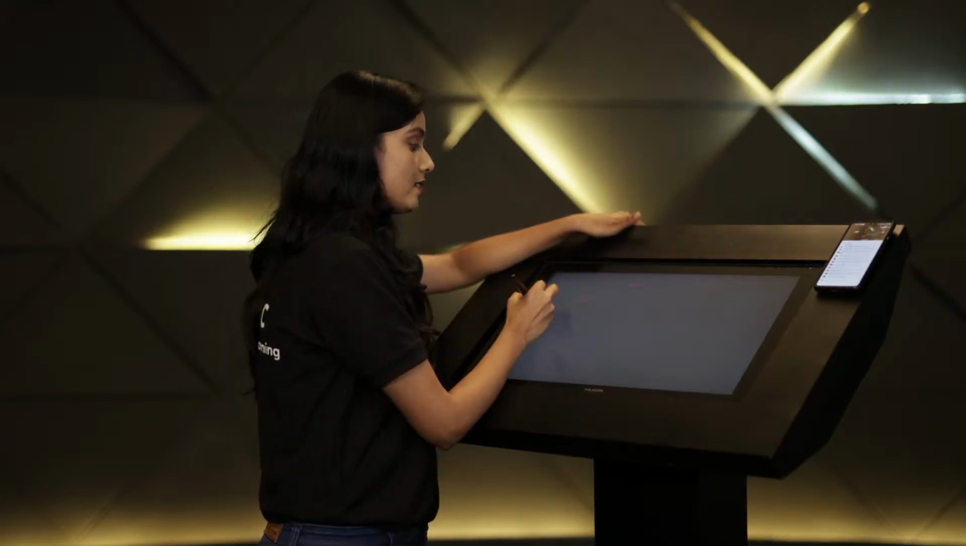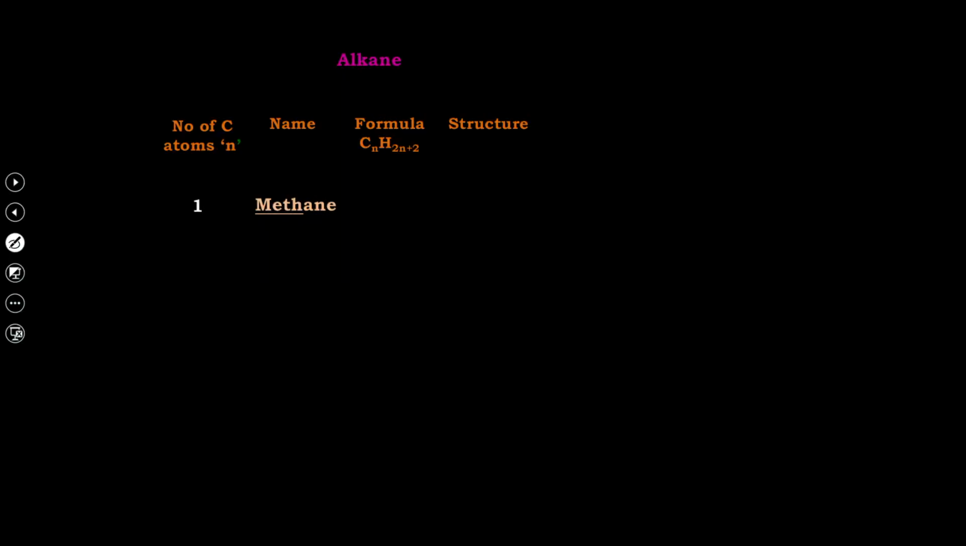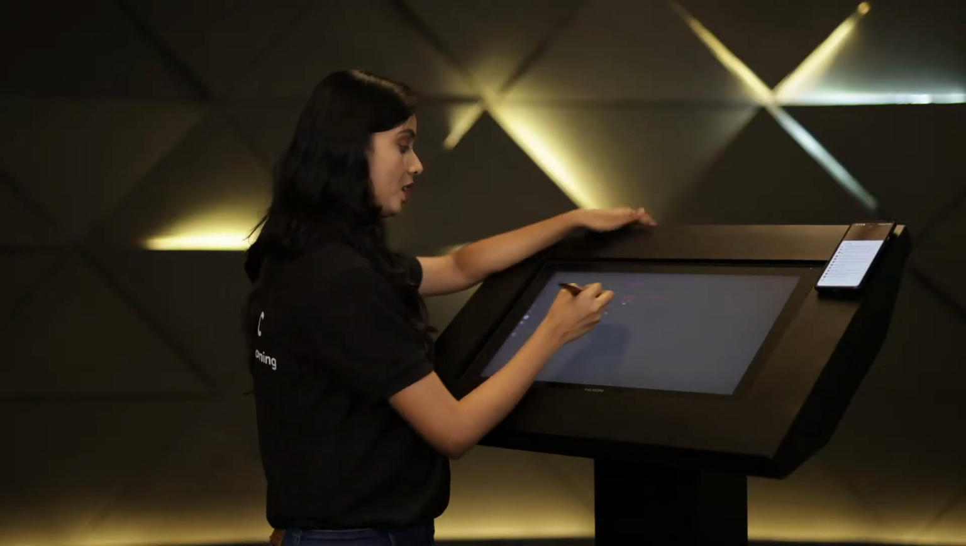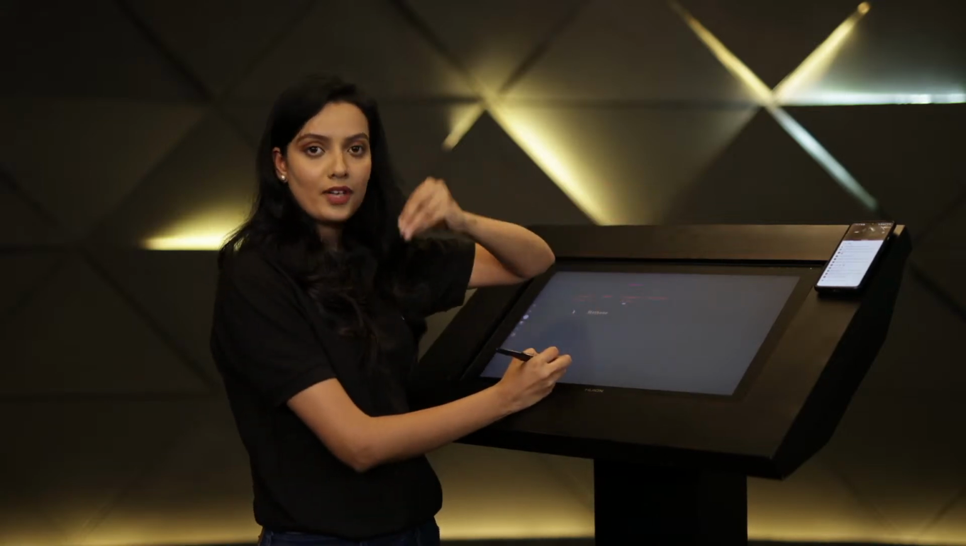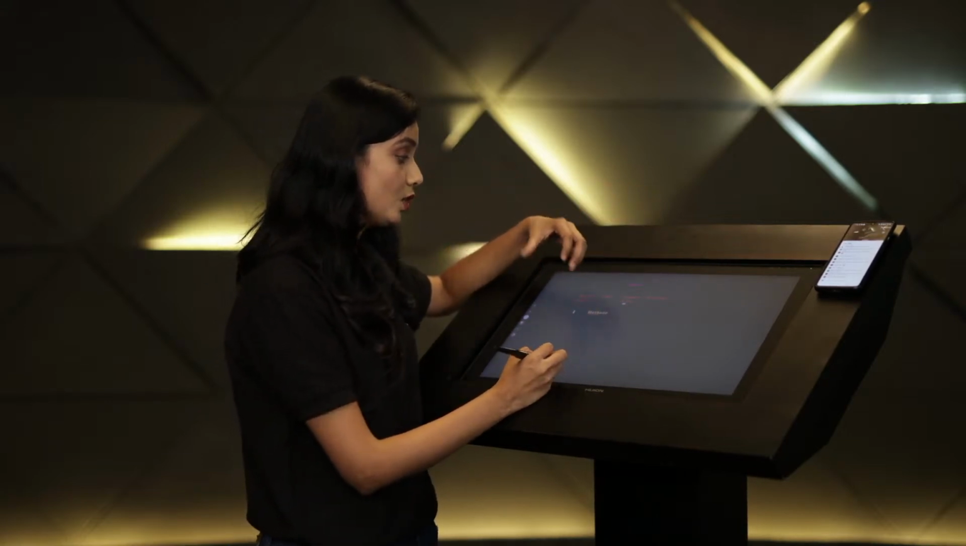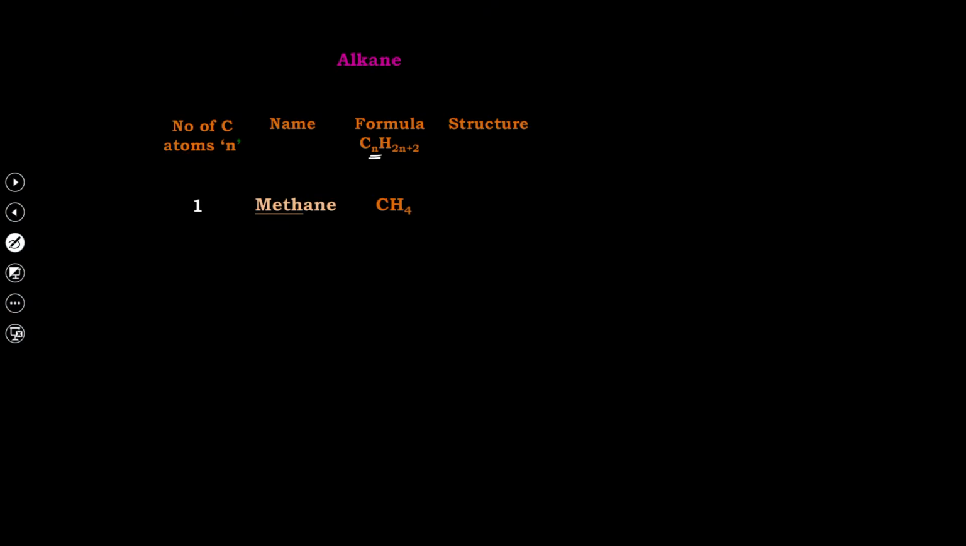Alkanes are the compounds which have the general formula CnH2n+2. Now, what is n there? n denotes the number of carbon atoms. So, by putting the value of n, we can find out the formula for the compound. Now if we put the value of n as 1, we get the formula CH4. That means the carbon is bonded to 4 hydrogen atoms with single bonds.